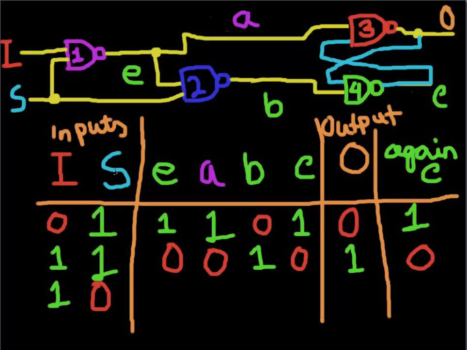If S is 0, then E, B and A will be on no matter what. So these three will be on if S is 0, no matter what, because from here if any of the input from NAND gates are 0, then it will produce a 1. So this E, A, B will be 1, whatever I is. So if O was previously 1, which means O was, not is, O was previously on.